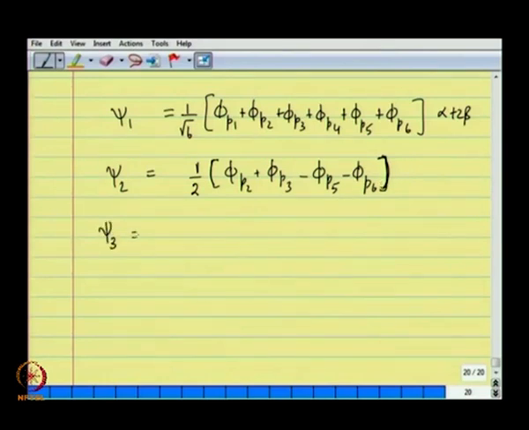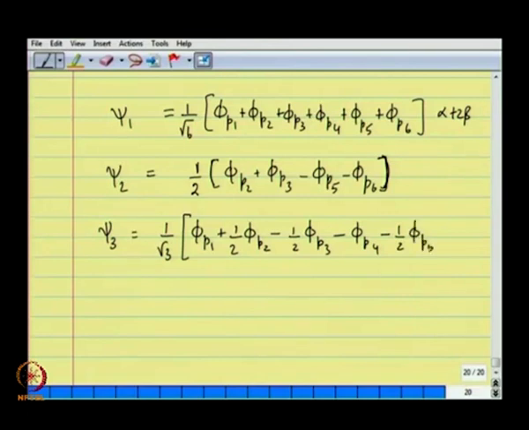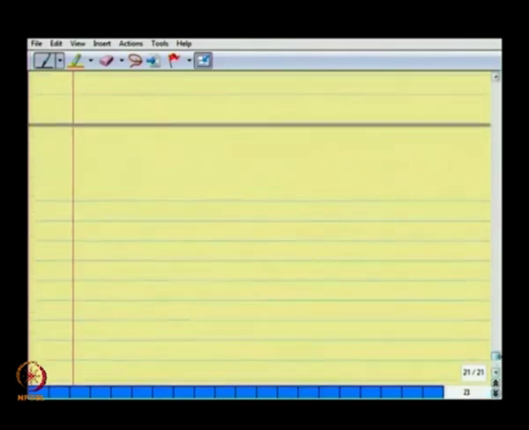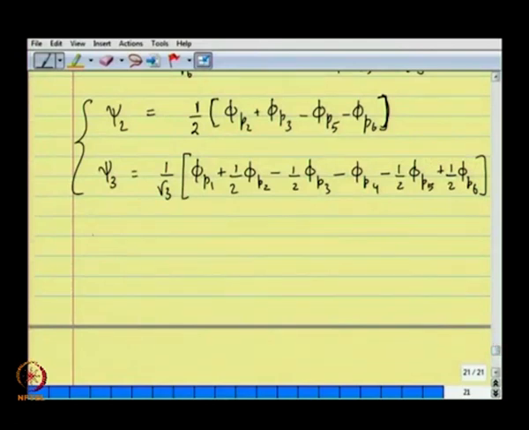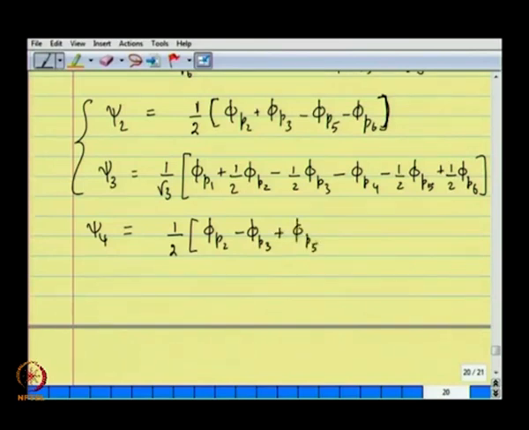Psi 3 is 1 by root 3 times phi p 1 plus 1 by 2 phi p 2 minus 1 by 2 phi p 3 minus phi p 4 minus 1 by 2 phi p 5 plus 1 by 2 phi p 6. Okay. These are degenerate orbitals, and therefore, in principle, 2 orthogonal linear combinations of these 2 will also form the corresponding molecular orbitals. Psi 4, you can write from psi 2, is 1 by 2 times phi p 2 minus phi p 3 plus phi p 5 minus phi p 6.